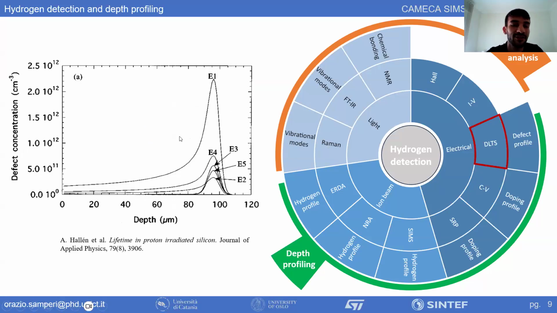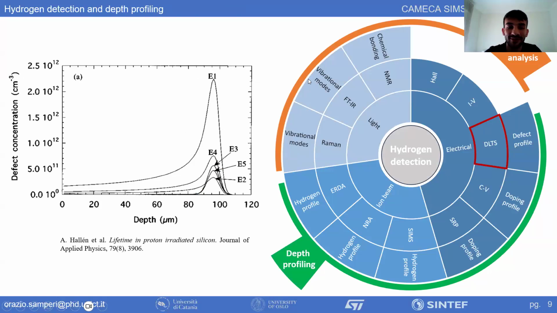The last technique I showed you is the DLTS, if anyone has ever heard about this. It is deep level transient spectroscopy. It's still a capacitance technique, but that gives you the possibility of extracting the defect profile. Really powerful and really useful, but with the same limitations as the CV.